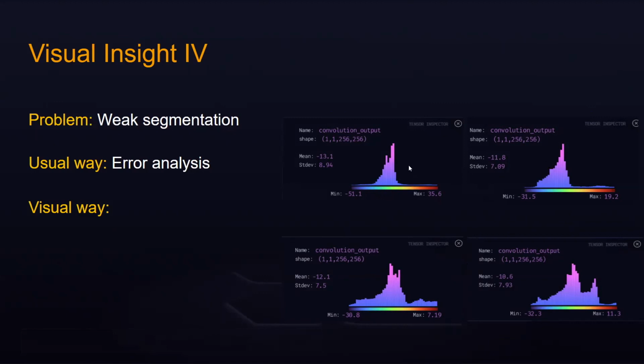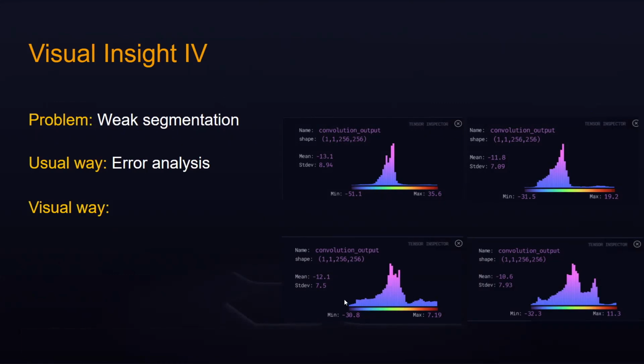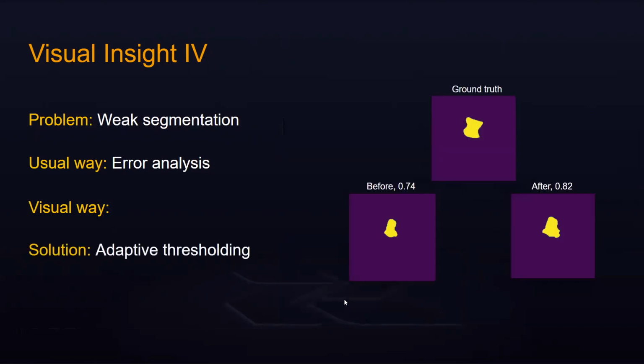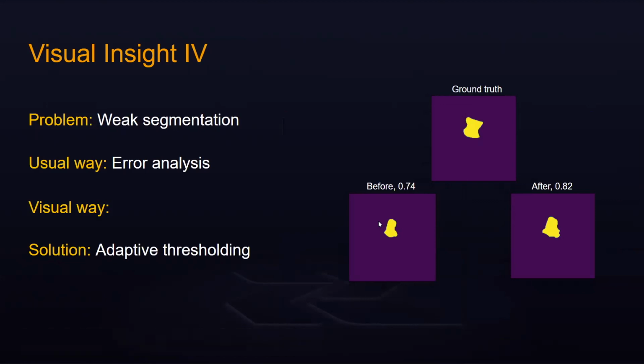At the top you can see some examples of good results, and you can see the histogram is very sharp, but for poor results we have a broader histogram. So based on this observation, we tried to design an adaptive thresholding, and we could improve the Dice score in poorly segmented images by a good amount. This is just one example. This is the ground truth, this is before applying the adaptive thresholding, and the Dice was 0.74, and this is after applying adaptive thresholding, and the Dice is 0.82.